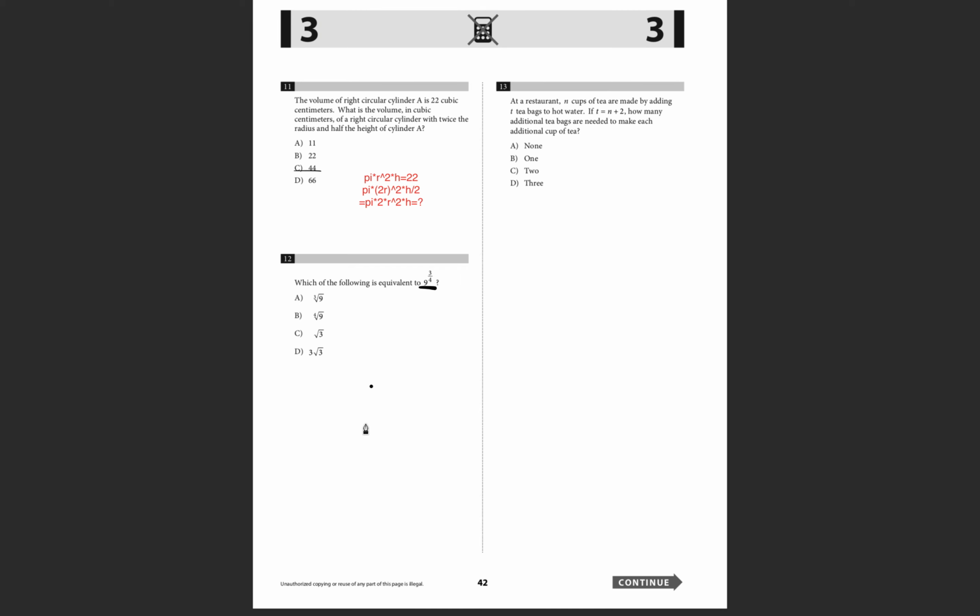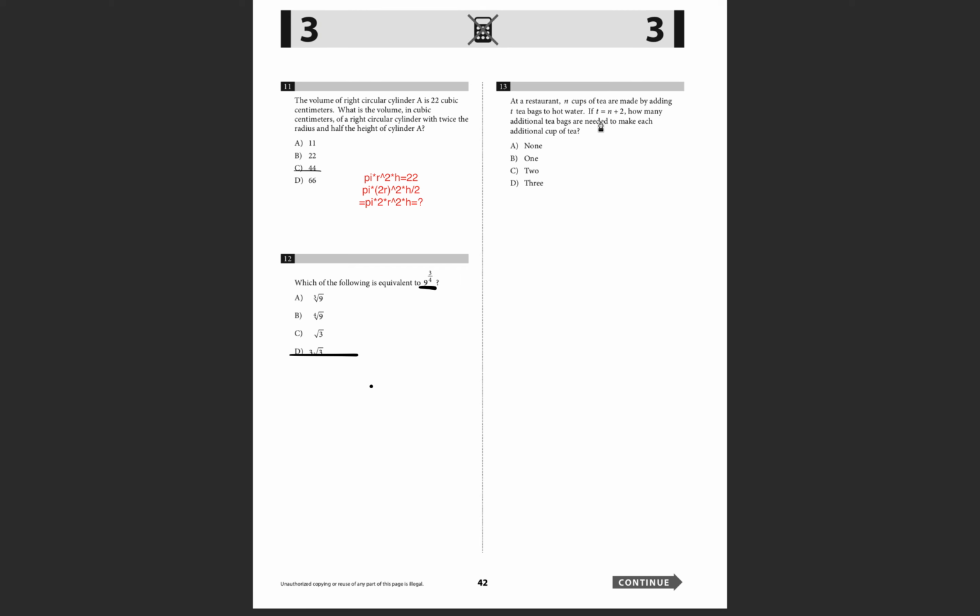We know the square root of 9 is 3, and then the square root of this again equals the square root of 3. And then the square root of 3 times the square root of 3 together give us 3 times the square root of 3, which is choice D. So number 13.